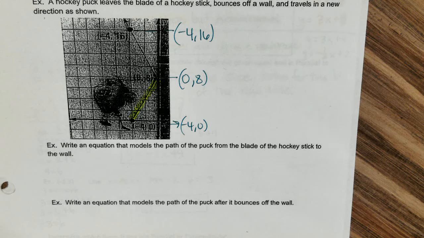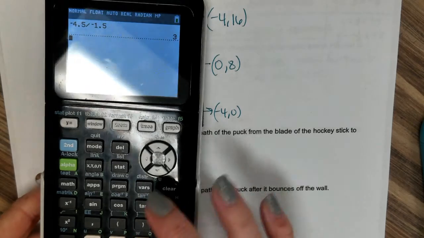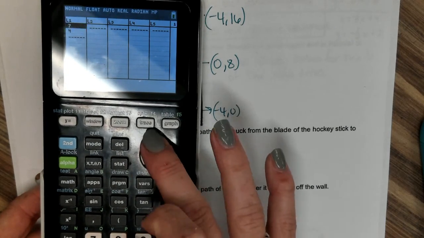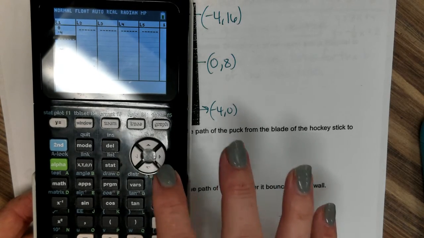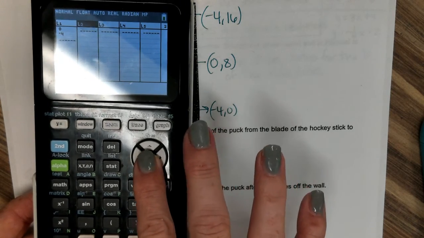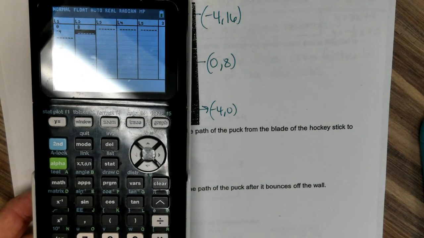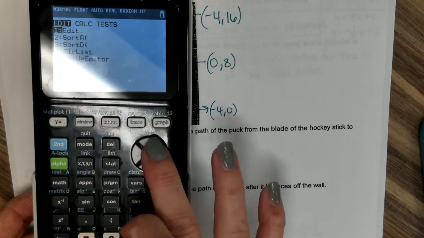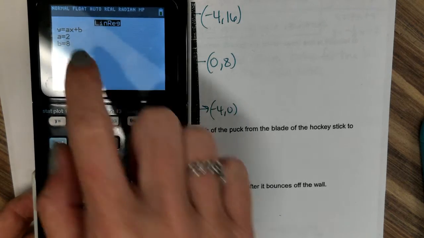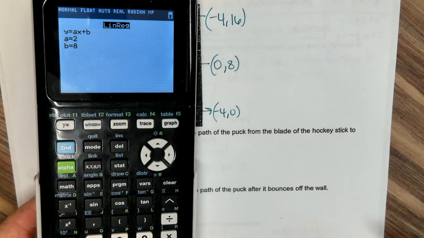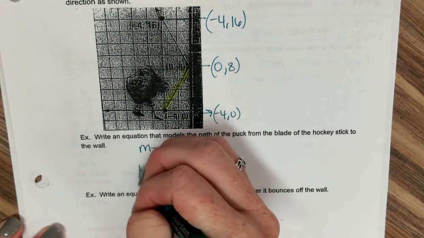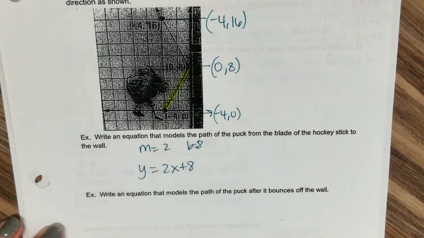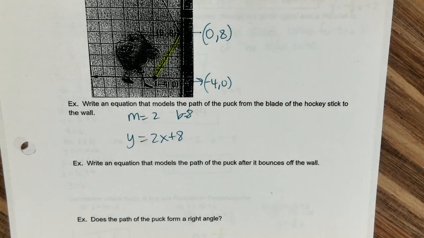Can I use slope formula or stat? I want to use stat. Okay, so I go to stat edit. So I have 0 and -4, 8 and 0. Stat calc, option 4. What's the slope? 2. What's the y-intercept? So the slope is 2. The y-intercept is 8. My equation is y equals 2x plus 8. That's all it asked for, right? Write an equation of that path.